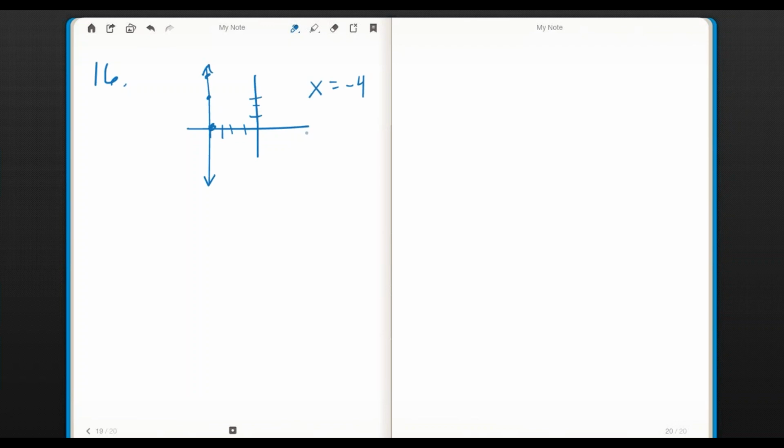Now I have not been drawing graphs for each of these, but given a point and a slope, I think you could find the graph of any of these lines. We can talk about that in class if we need to.